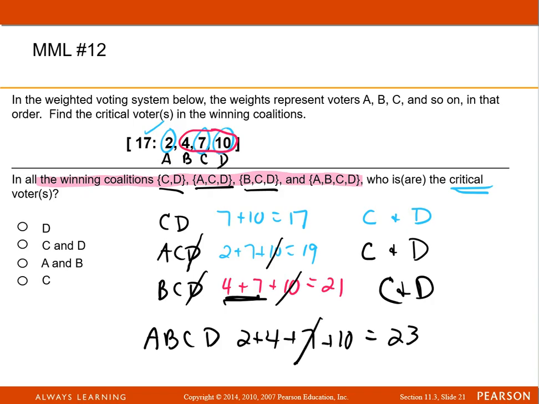If I take C away, 2 and 4 is 6, and 6 and 10 is only 16. So C is critical, because if C leaves, they don't win anymore. And same thing with D. If D leaves, 2 plus 4 plus 7 is only 13. So D is also critical. So in all of these coalitions, it's C and D. So it's that one right there. Phew. All right. Lots of thinking on this.